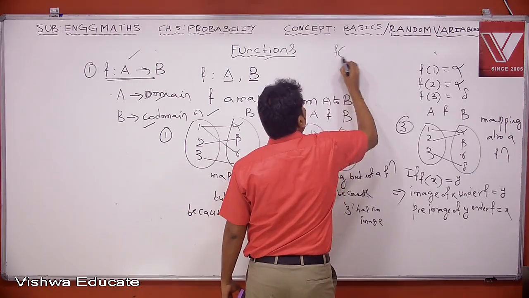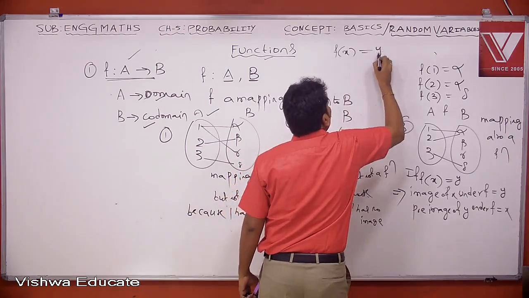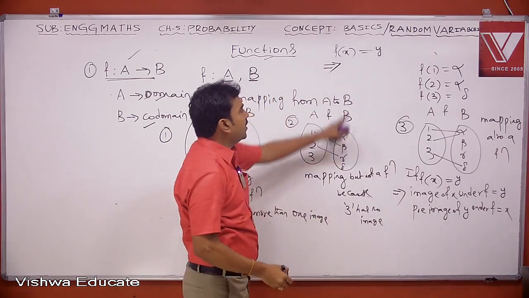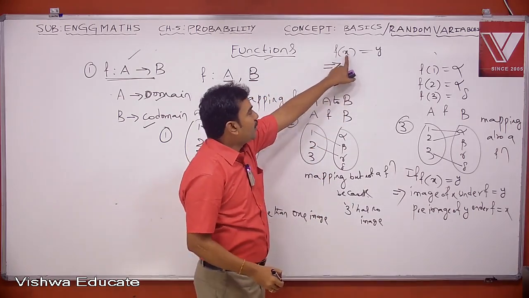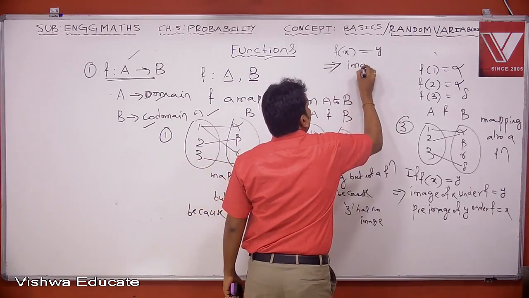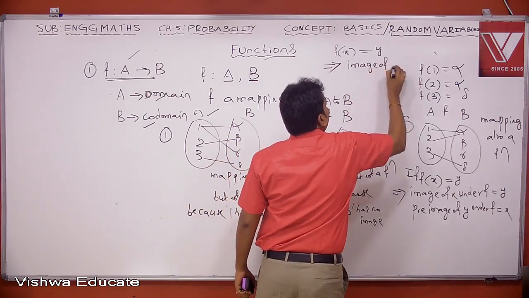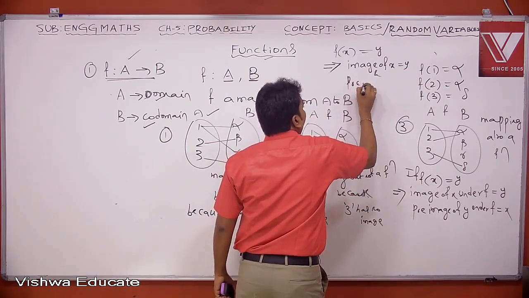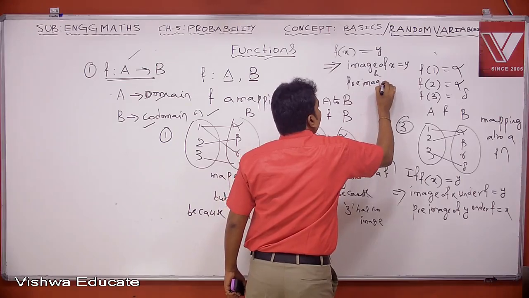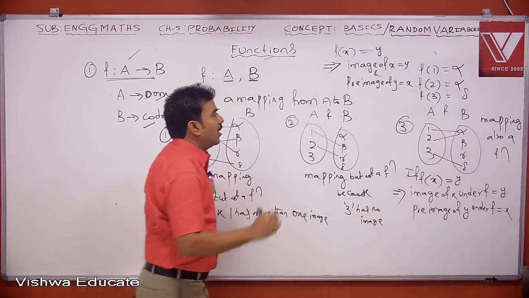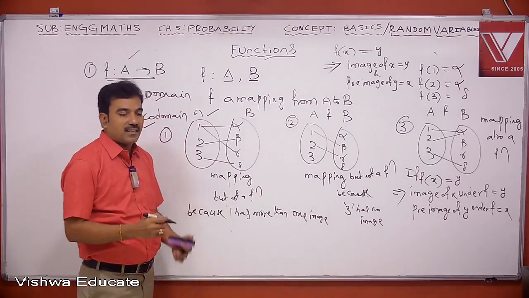Next note: if f of x equal to y, it implies the image of x is y, and the pre-image of y is x.